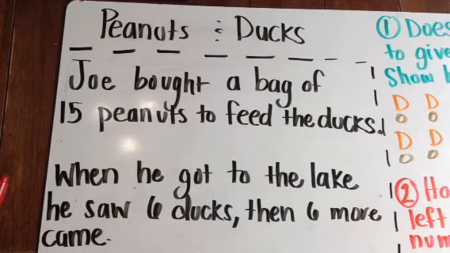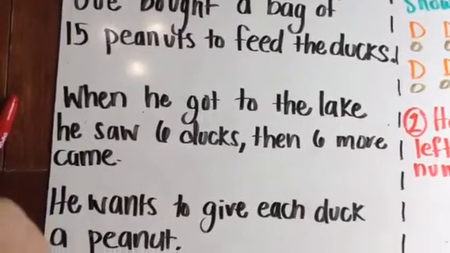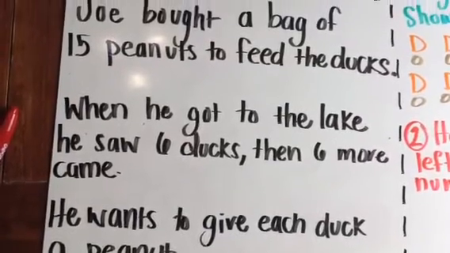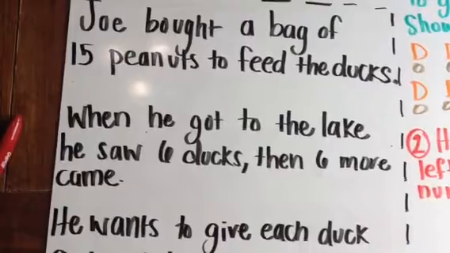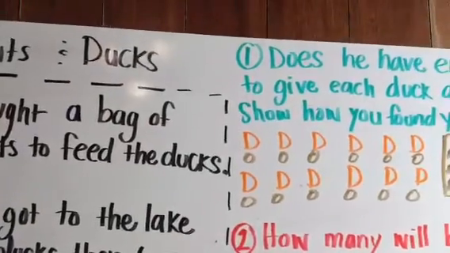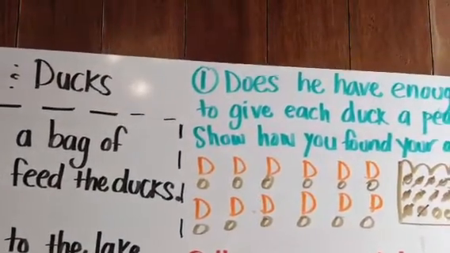Joe bought a bag of 15 peanuts to feed the ducks. When he got to the lake, he saw 6 ducks. Then 6 more came. He wants to give each duck a peanut. So that's the side that contains the information we're going to use. On the other side of my whiteboard, we started by tackling the first question yesterday. So I'm going to slide that right here into your view.